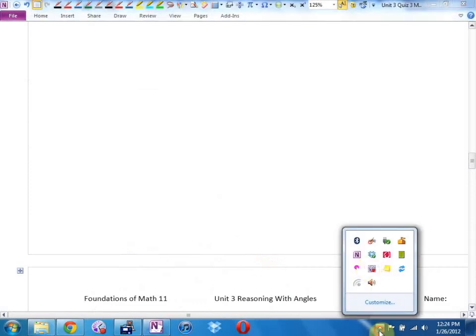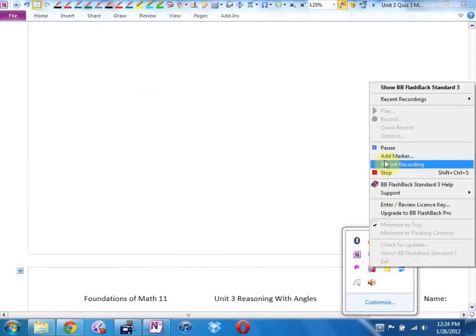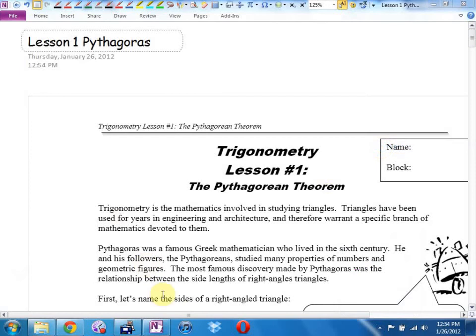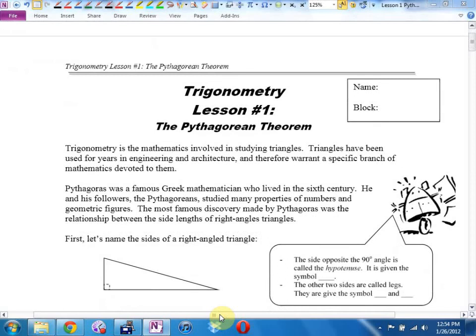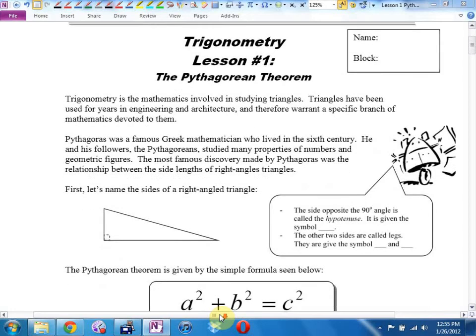Next unit is trigonometry, the study of triangles, but now from a more mathematical perspective. And we start out always when we look at trig with perhaps the oldest theorem about triangles, Pythagoras, which we've talked about already. So trigonometry is the mathematics involved in studying triangles. Triangles have been used for years in engineering and architecture and therefore warrant a specific branch of mathematics devoted to them.